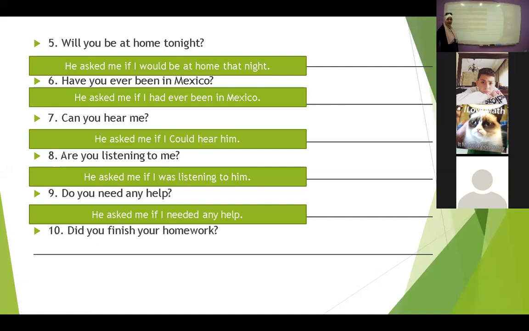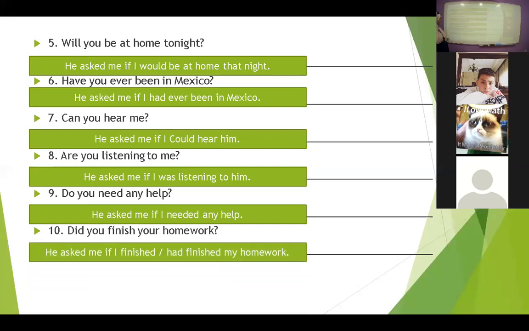It's already in the simple past, so you keep the simple past. Excellent. Or you can use what? He asked me if I finished or had finished my homework. If the original sentence is already in the simple past, you can keep the simple past or use the past perfect. Don't forget to change the pronouns.